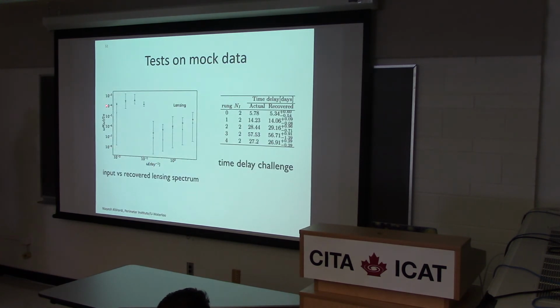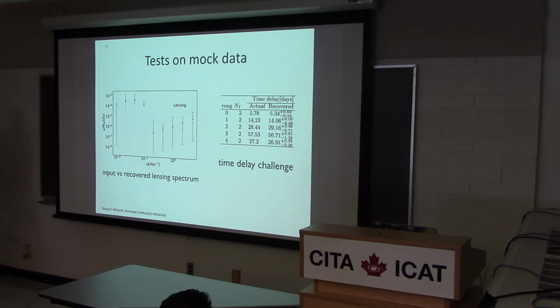This is an example. We tested this on mock data. We put in some lensing, and I don't show you the intrinsic one, but it's the same thing. We generate some mock data, and then we can recover the time delay. So the orange points would be mock data, and we can recover the delay from our pipeline within the errors. This is a so-called time delay challenge. Some of you might have heard about it.